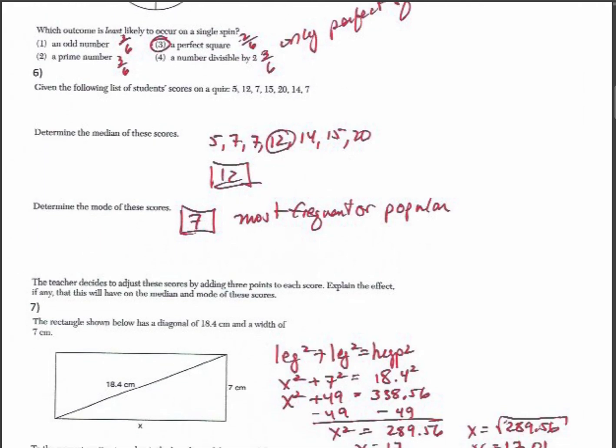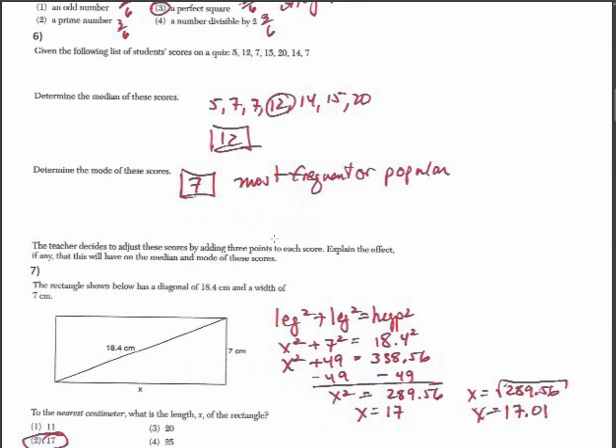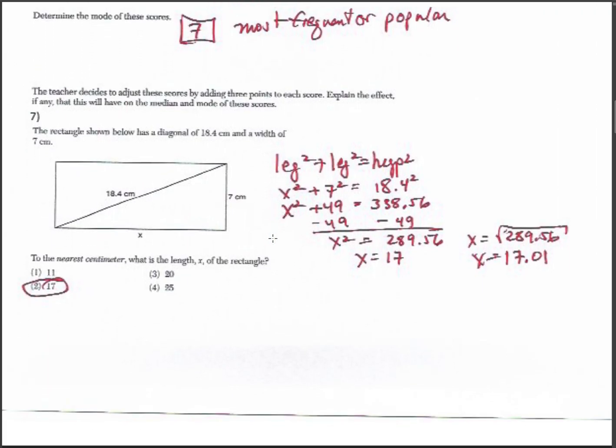Next, determine the mode. Well, there are 2 7s on that list, and the mode is the most frequent or most popular. Next, number 7, find the length of this side, and I can see my right triangle here, right? Here's my right angle. So my legs are x and 7. My hypotenuse is across from the right angle, which is the 18.4. So that's Pythagorean theorem time.